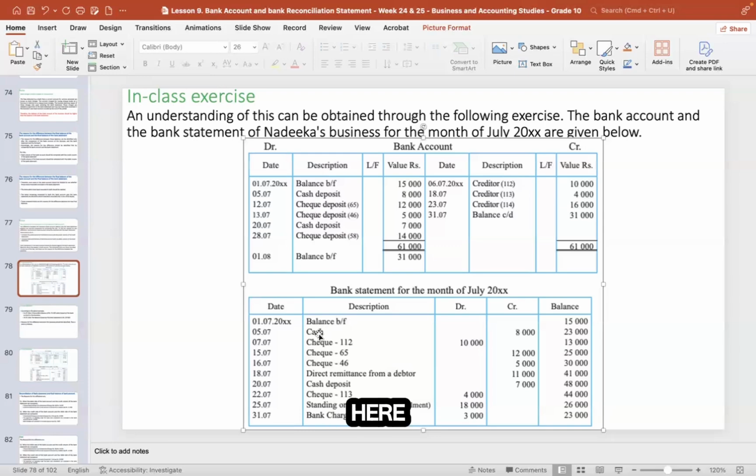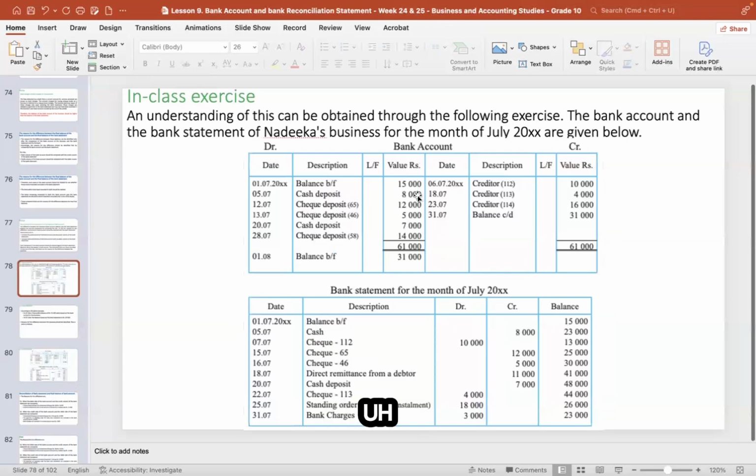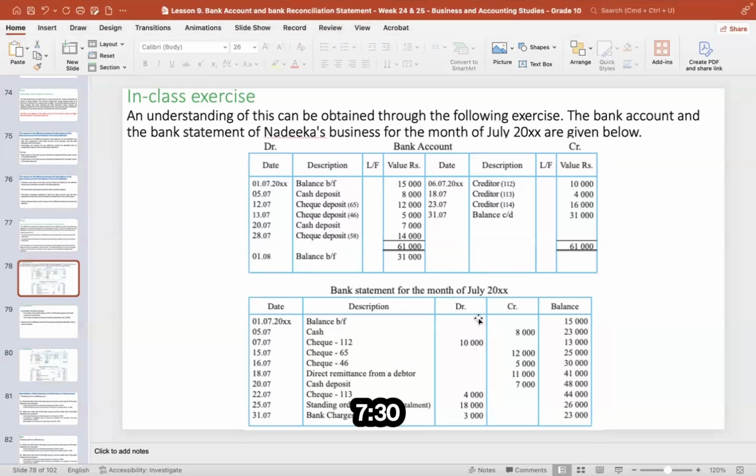For example, you have the cash deposit 8,000. Here also you have cash 8,000. Then you have to tick that. You have to tick it like this and tick it like this. Just put a tick. So likewise, do compare these things. Take about 5 to 10 minutes, and by 7:30 complete all writing this and comparing this. Then we shall see what the differences are in these two statements.